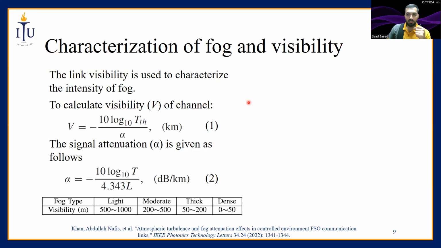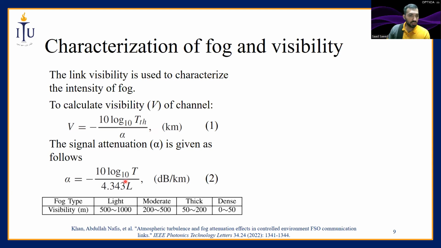The link visibility is used to characterize the intensity of fog. So we are going to characterize the fog in terms of visibility. According to Kruse-Miller law, visibility is the distance at which the visual contrast of an object drops to 2% of its original contrast. Here in equation 1, we can see that the visibility is a function of this threshold value. Again, this threshold value from the law is 2%, that is 0.02.